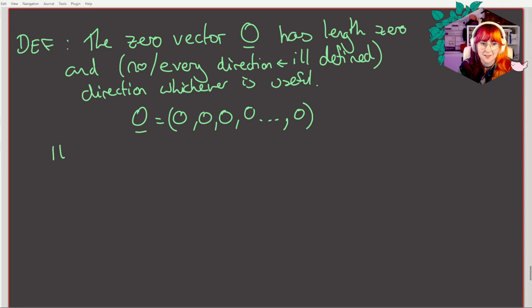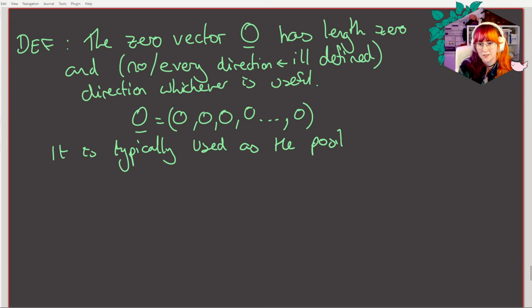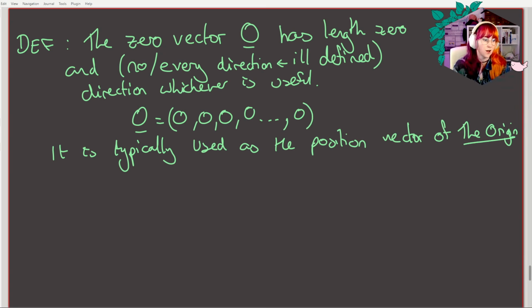And it is typically used as the position vector of the origin, the origin being the center of your axes. So for, say, xy, we write 0 there. That's our origin.